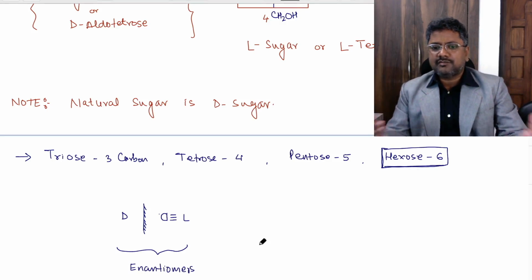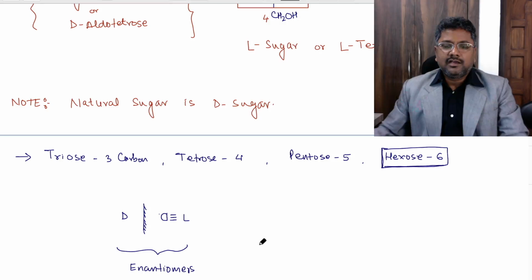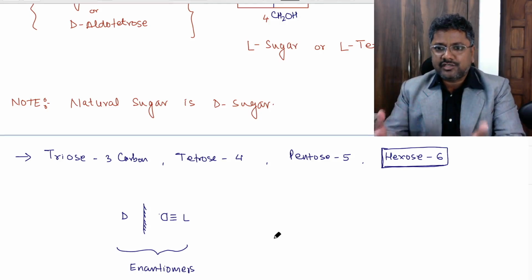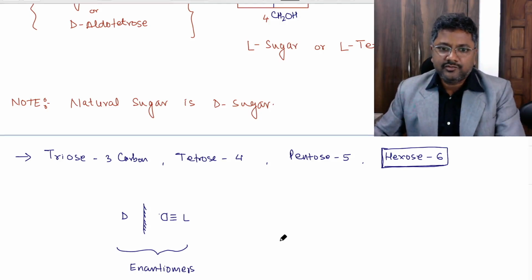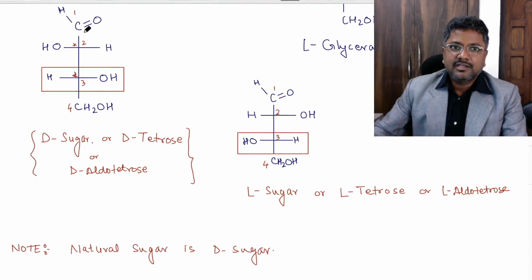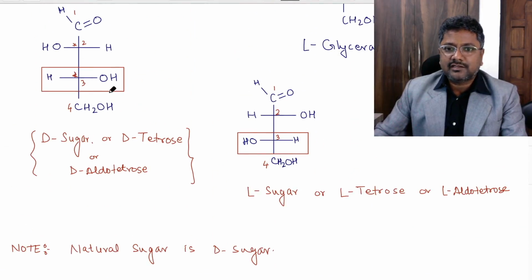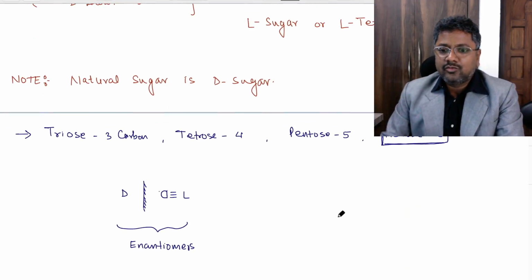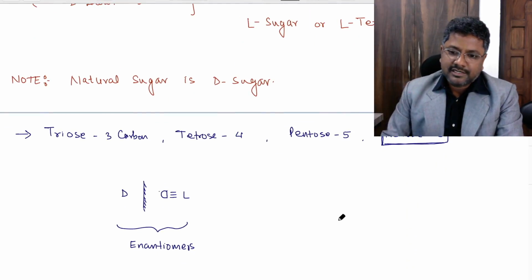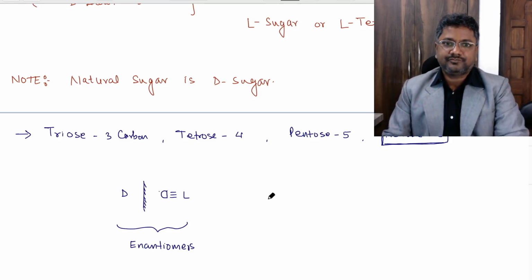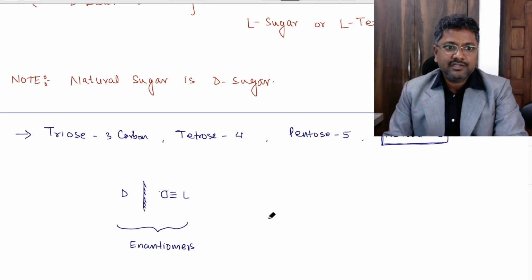See, in this chapter, most of the chemistry all of you have already gone through. Nothing new, but only how to apply that chemistry here in the carbohydrate, that's what I have to tell you. So D and L, these two molecules are enantiomers of each other. So if at any point of time it is asked, D-glucose and L-glucose, what is the stereochemical relation between them? D-glucose and L-glucose are the enantiomers of each other, right? Okay, this is one point.